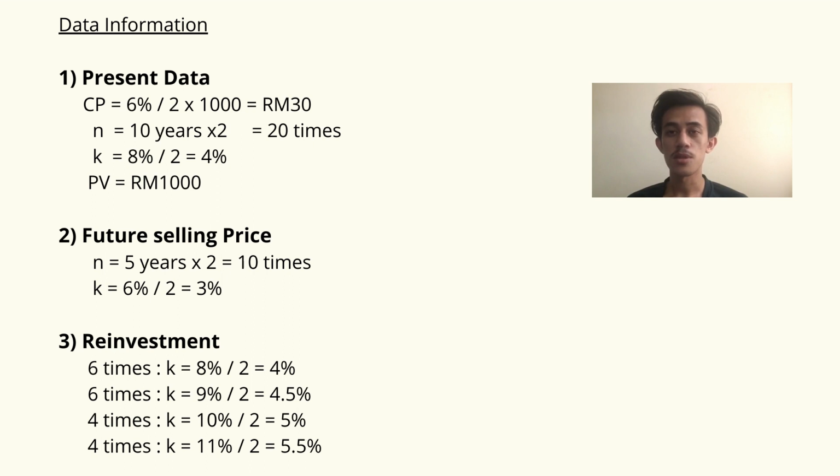Second is the future selling price. For the future selling price, N is 10 times, and K is 3%. The third is reinvestment data. For the first reinvestment, for 6 times, K is 4%, and for the second reinvestment, for 6 times, K is 4.5%. For the third reinvestment, for 4 times, K is 5%, and for the fourth reinvestment, for 4 times, K is 5.5%.